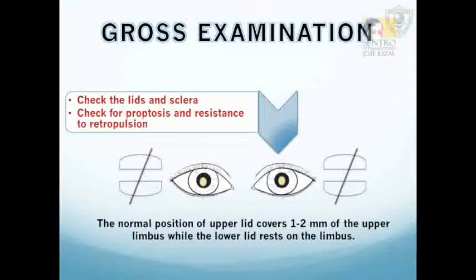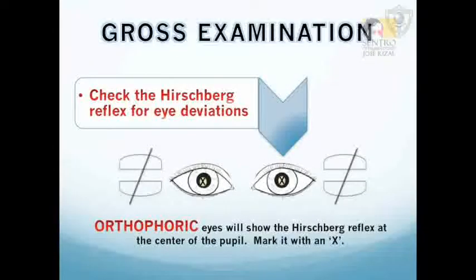Check the lids and sclera for any abnormalities. Also check for proptosis and resistance to retropulsion. The normal position of the upper lid covers 1 to 2 millimeters of the upper limbus, while the lower lid rests on the limbus. Check for the Hirschberg reflex for eye deviations by shining the light.